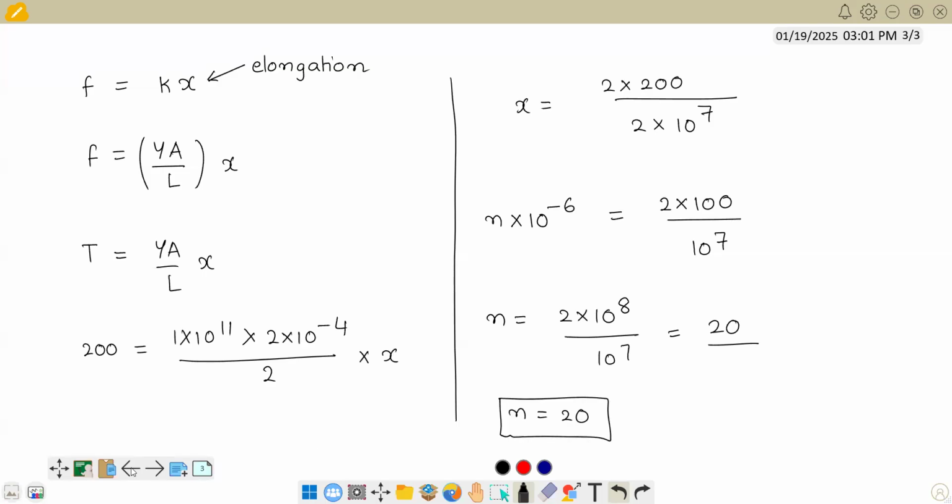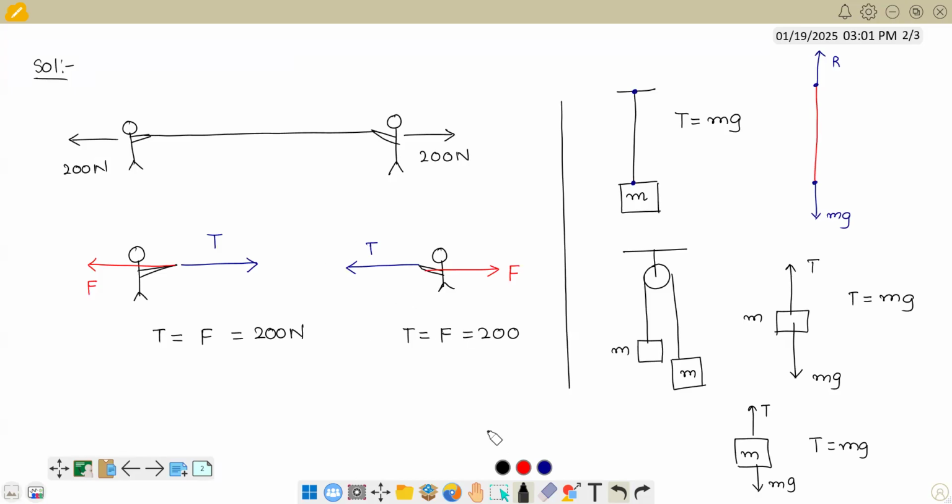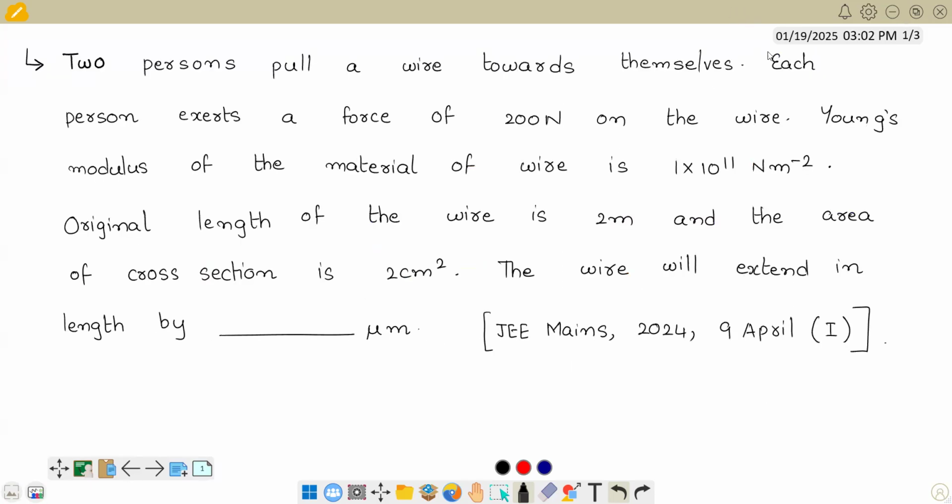What is the key concept? This is the key concept in solving the problem. If two people are pulling, it's not like it will be 400, it will still be 200, 200. This is similar to this model. These two models are very famous in this examination. Hope you understood how I have solved.